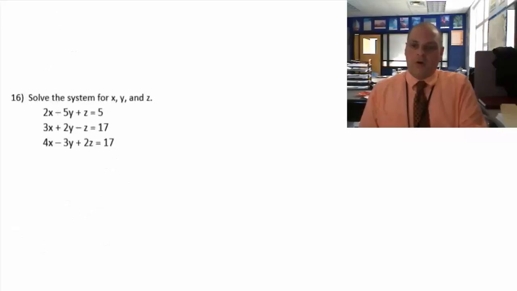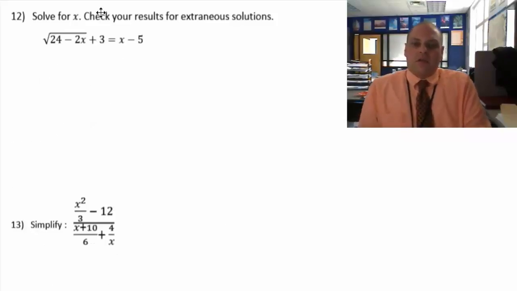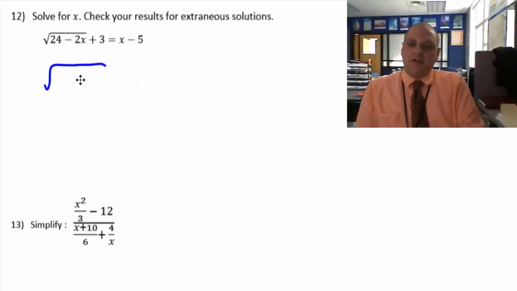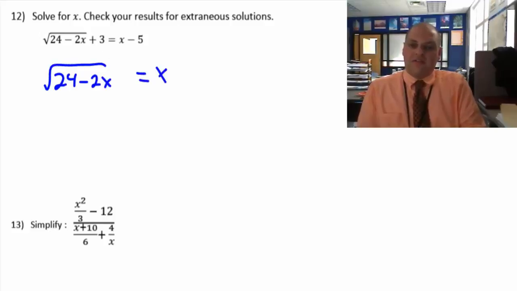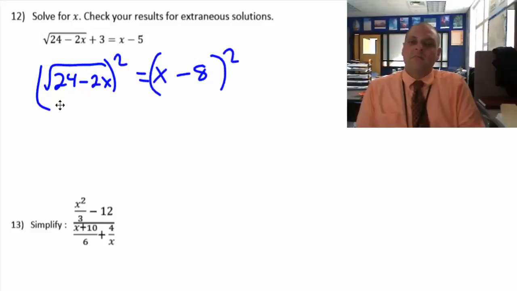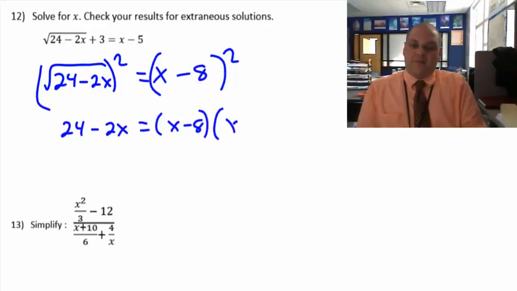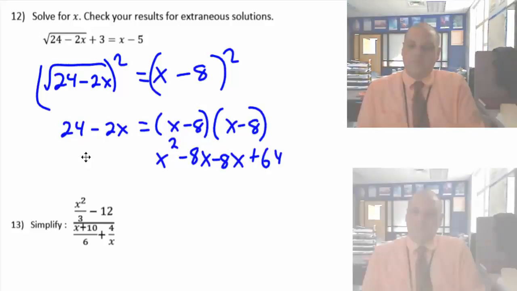All right, a couple more here and then we're going to be done. Solve and check for extraneous solutions. Make sure you check. Radical 24 minus 2x, and then I have subtract 3, equals x minus 3, which is going to be 8. Square both sides. So I have 24 minus 2x equals. Now, (x minus 8) squared is x minus 8 times x minus 8. That's going to require some work. x squared minus 8x plus 64.